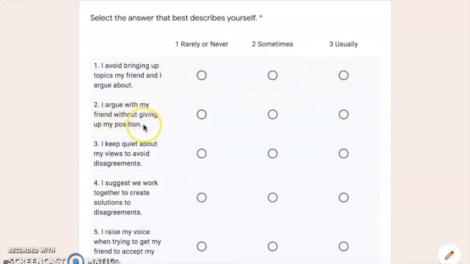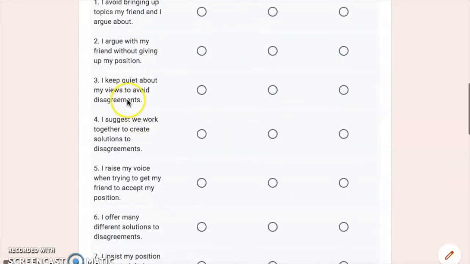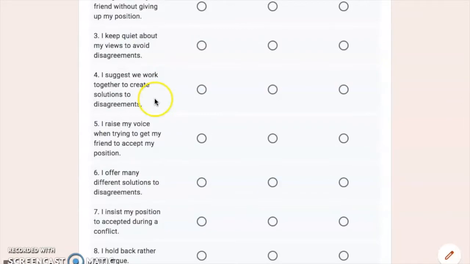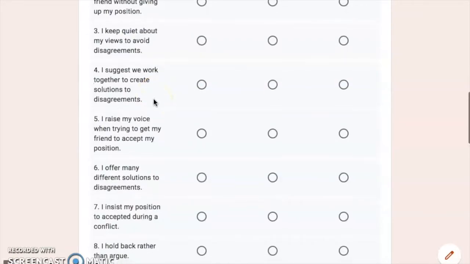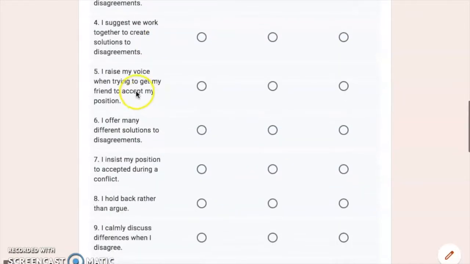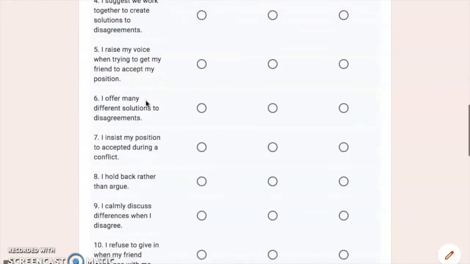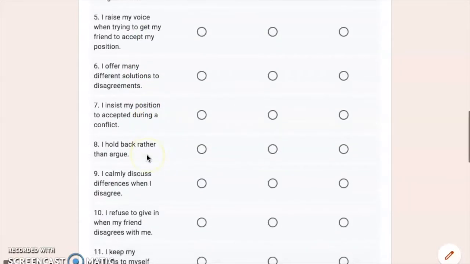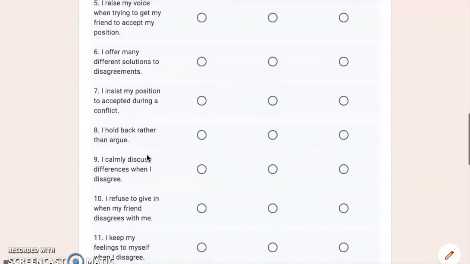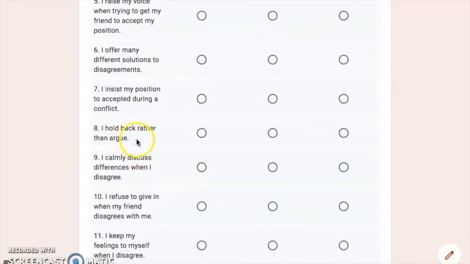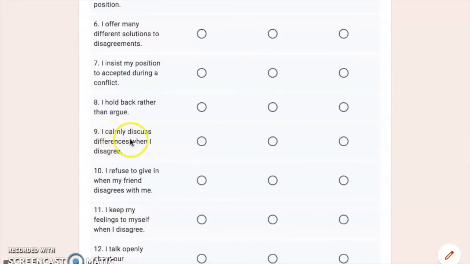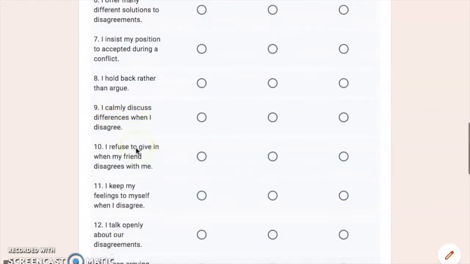I argue with my friend without giving up my position. I keep quiet about my views to avoid disagreements. I suggest we work together to create solutions to disagreements. I raise my voice when trying to get my friend to accept my position. I offer many different solutions to disagreements. I insist my position to be accepted during a conflict. I hold back rather than argue. I calmly discuss differences when I disagree.